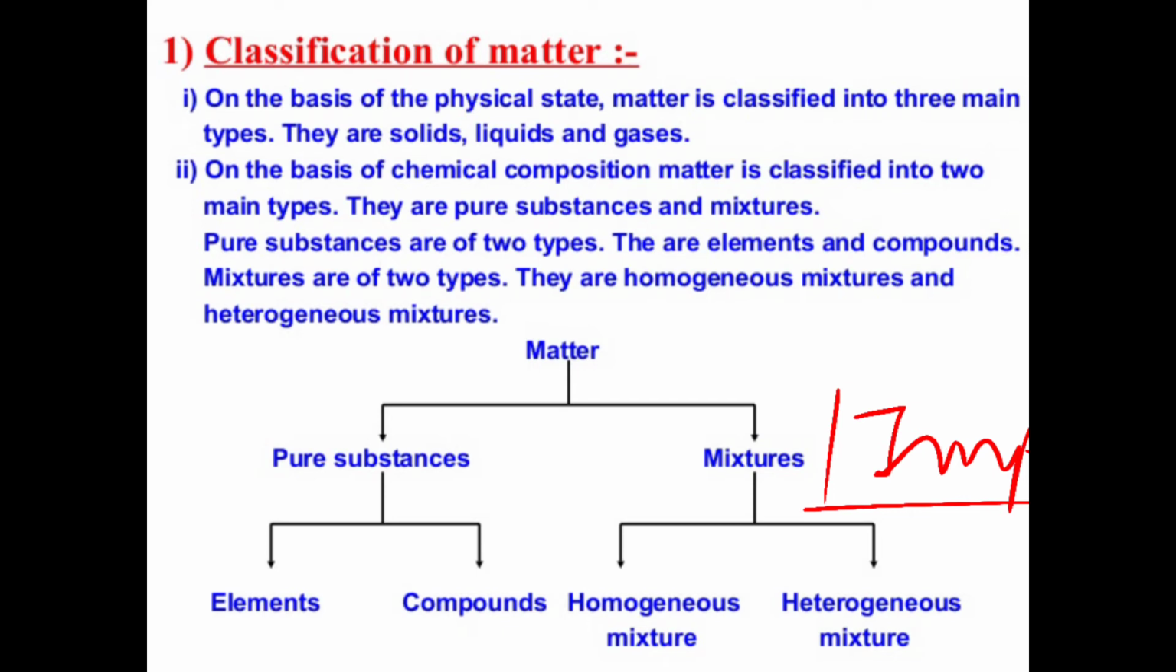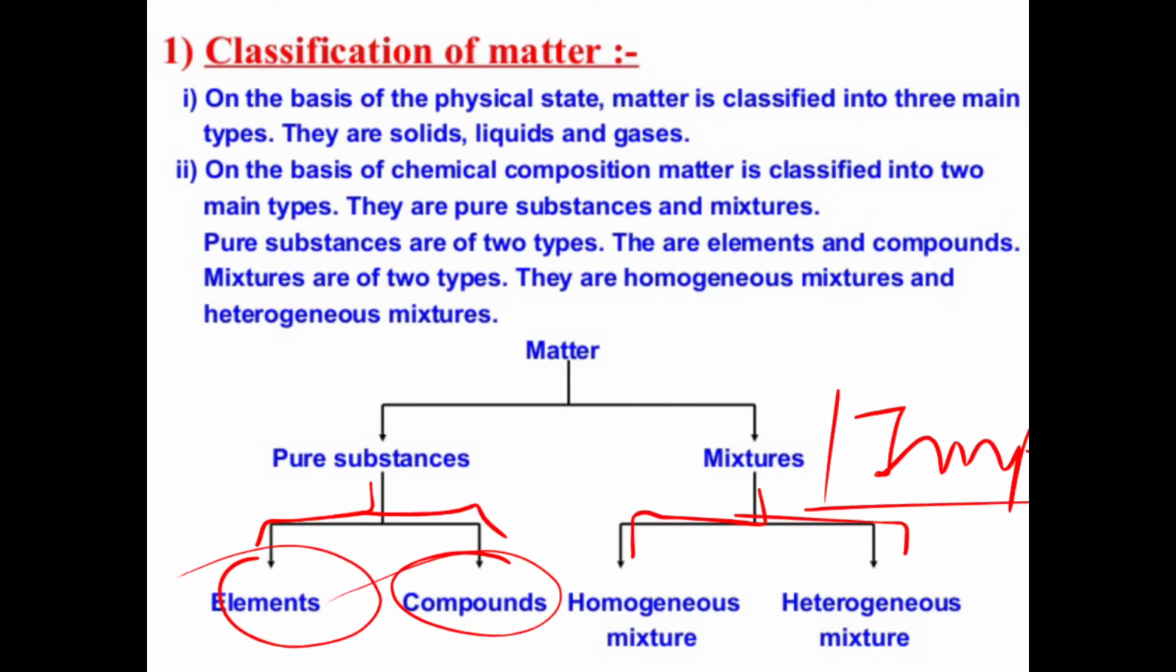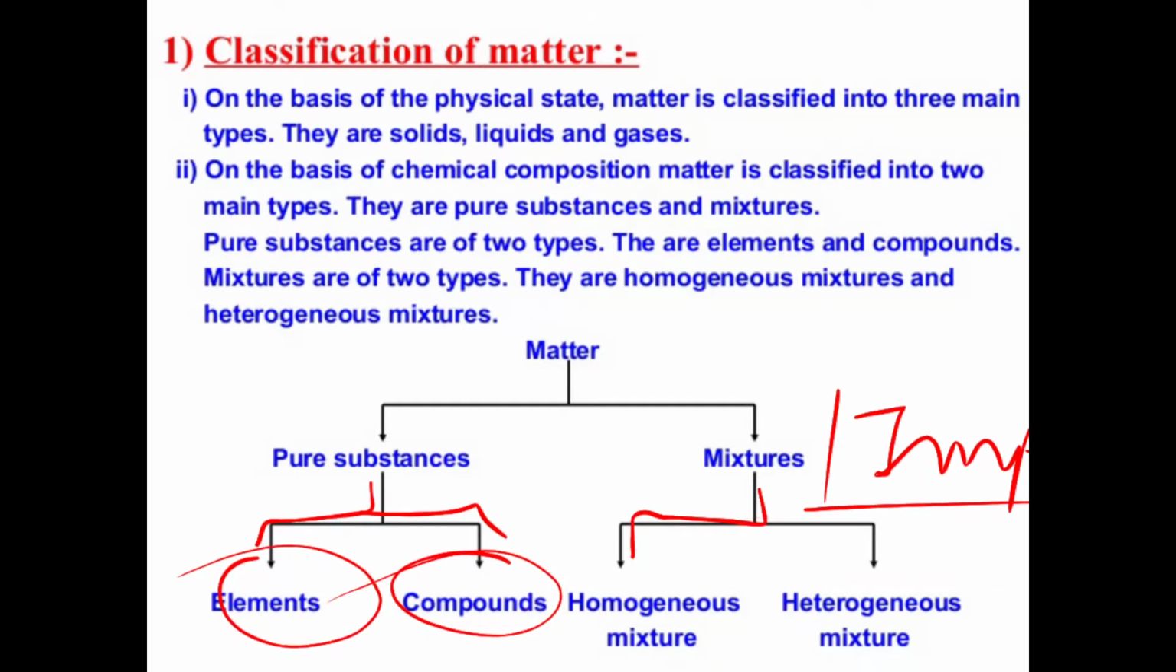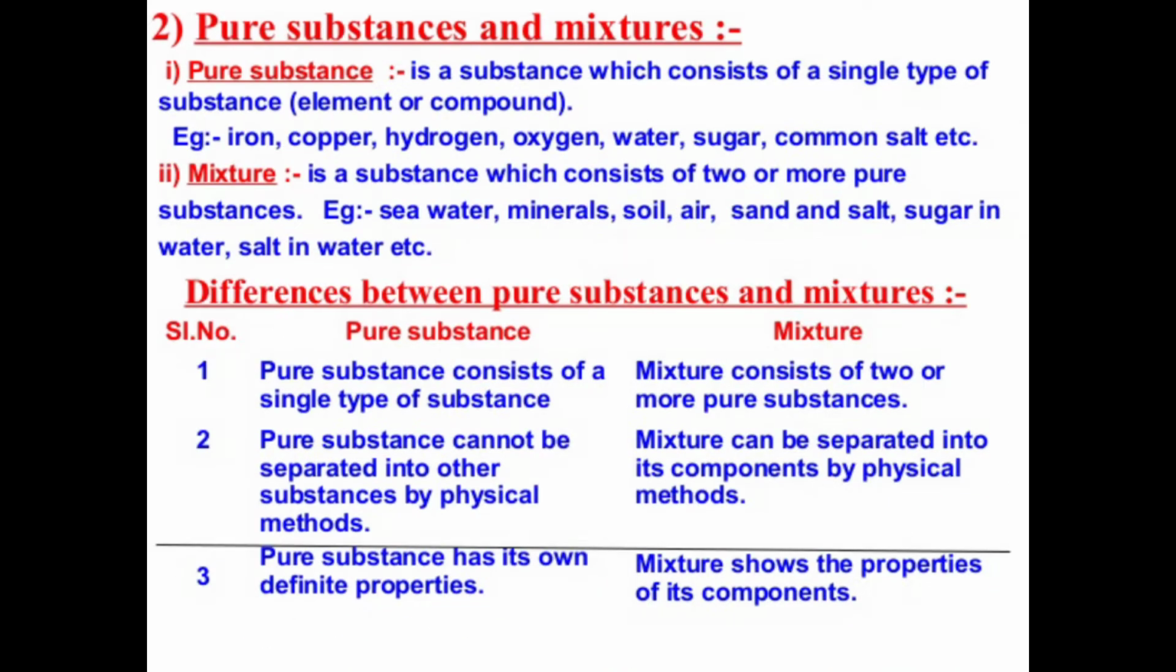The pure substances are further divided into two parts, that is elements and compounds, whereas mixture is further divided into homogeneous and heterogeneous. Maybe you think, what are these terms? I will make you aware of these terms in upcoming slides. I think this much is clear to you. Now let's study about pure substances.